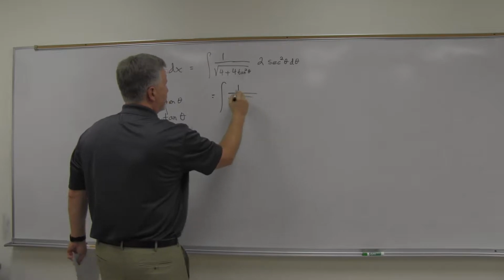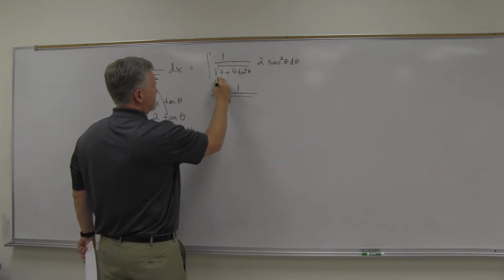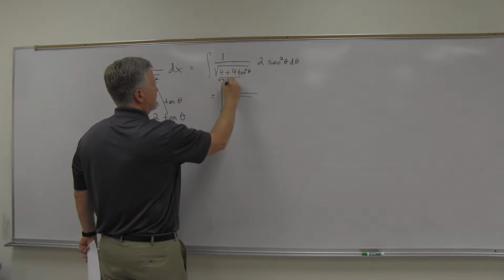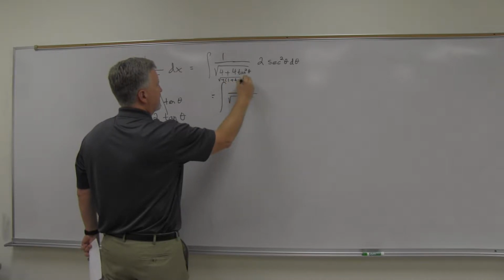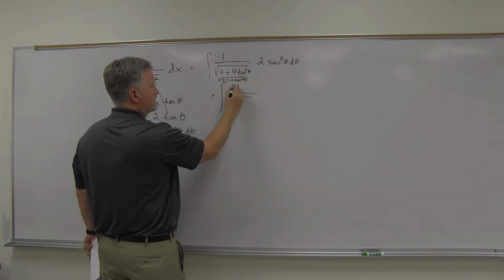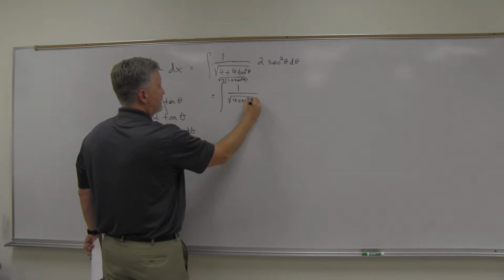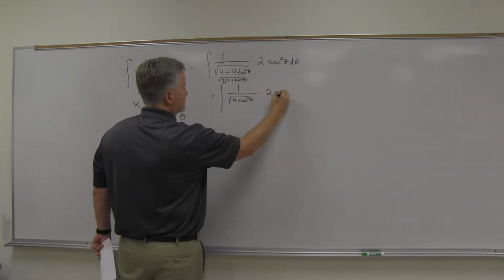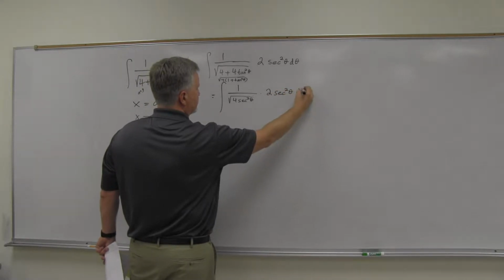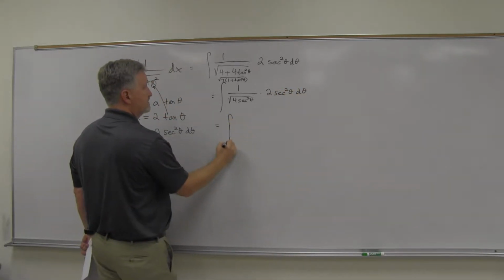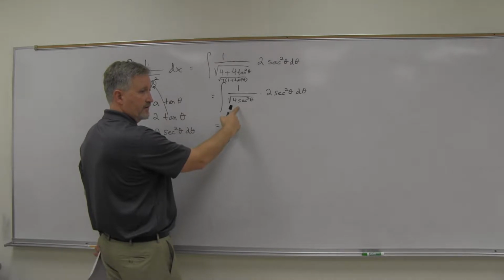What have I got here? Let's do it this way. That factors off a 4, so that'll be 1 plus tangent squared theta. And 1 plus tangent squared, that's secant squared, isn't it? So this is 4 secant squared theta times 2 secant squared theta d theta up here. Hey, but that's nice. With me there? See where I got there?